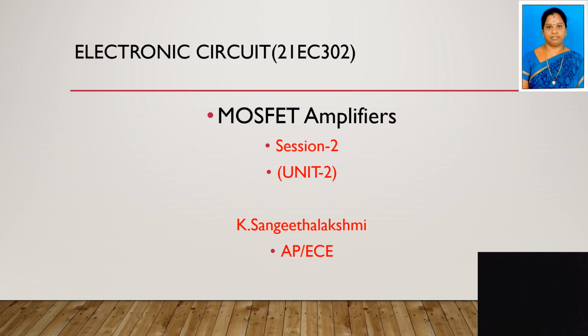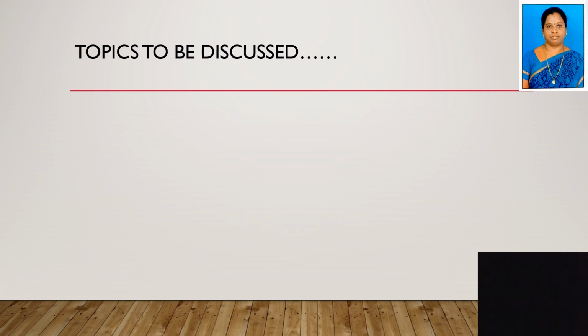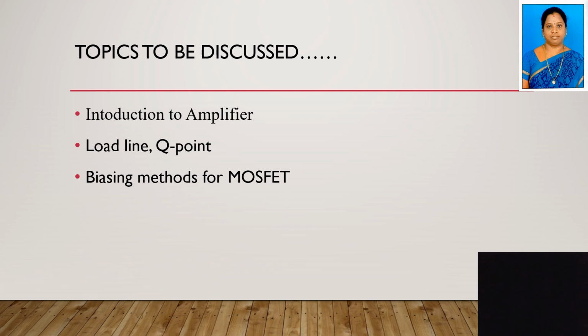Today we are going to start the second unit, that is MOSFET amplifier. The topics we are going to discuss are, first, what is an amplifier, then we move on to the load line and Q point, then we are going to see different biasing methods. Today we are going to see these three topics.